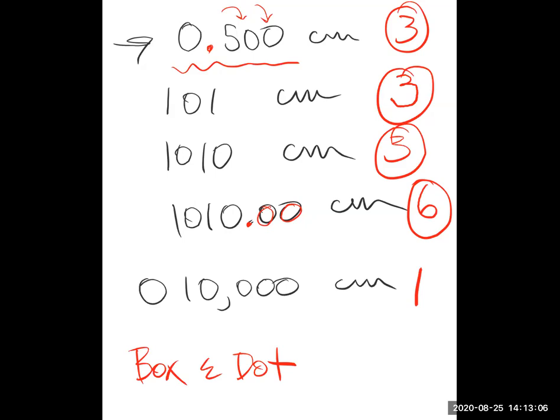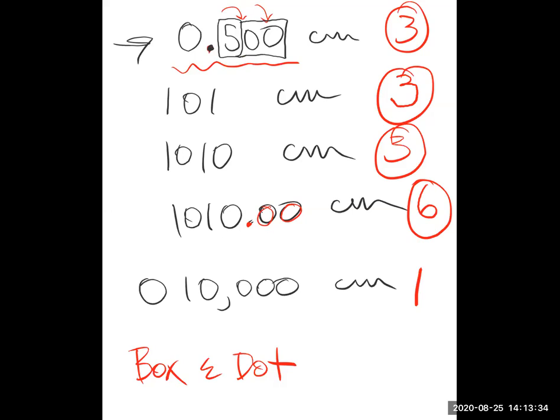If there's a dot, you're going to include all of the zeros after the number. Okay, and they're going to go in the box. So let's draw a box around the number up here. Here's the box. If there's a dot, we're going to include any of the zeros after the box. So they all go in the box. Everything in the box is a significant digit.